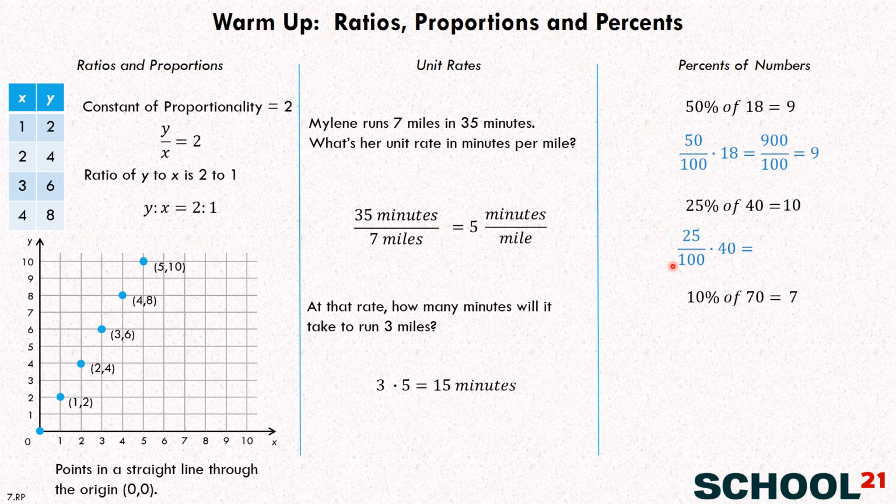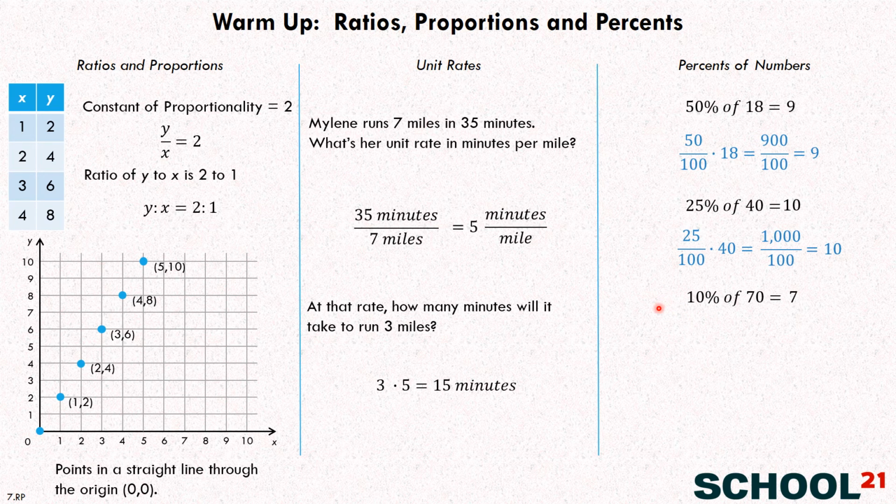25 over 100 is the 25% of 40, times 40. What's 25 times 40, do you think? Can you do that in your head? 1,000. Good, because 25 times 4 is 100. Add another 0 makes it 1,000. So we have 1,000 over 100, and 1,000 divided by 100 is just 10. So we just use this same method here to get 10, just like we did up here to get 9. And let's use the same method here.